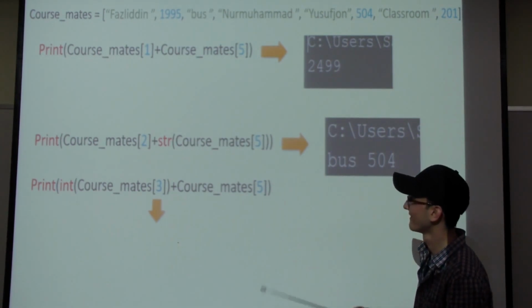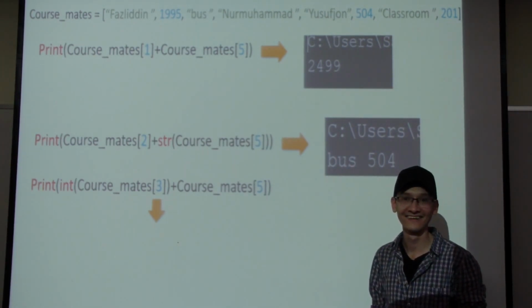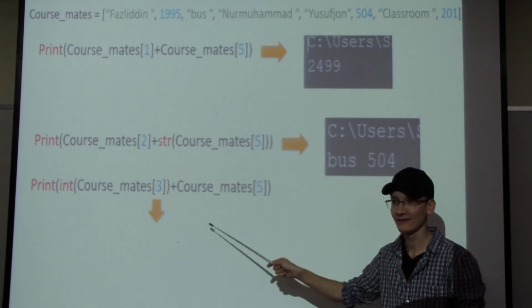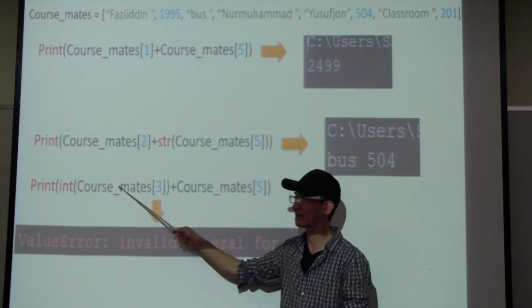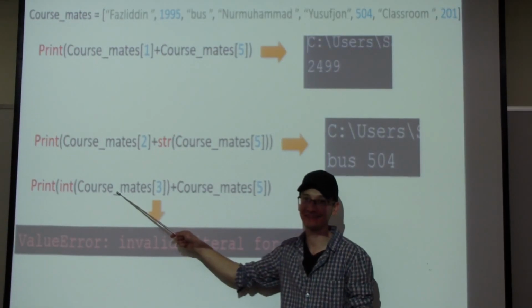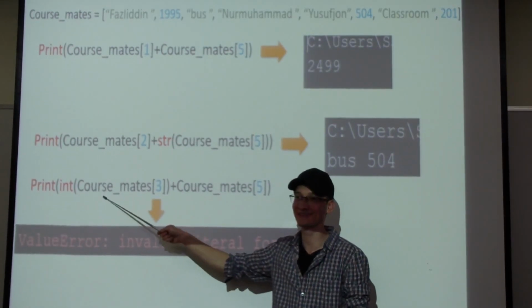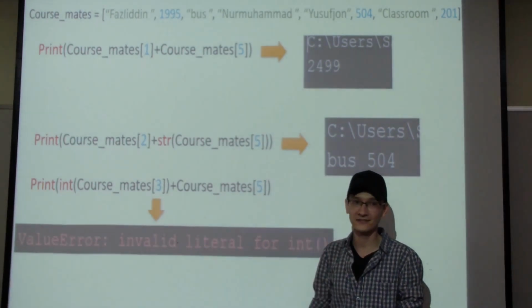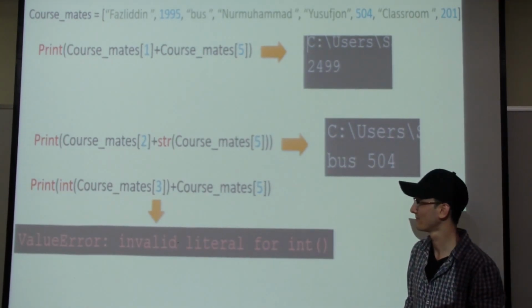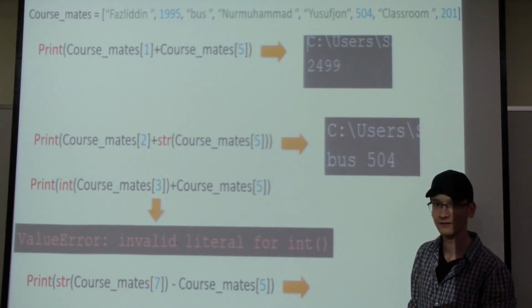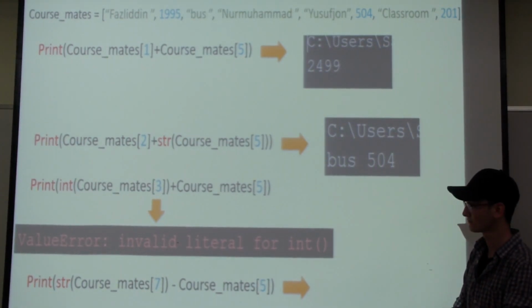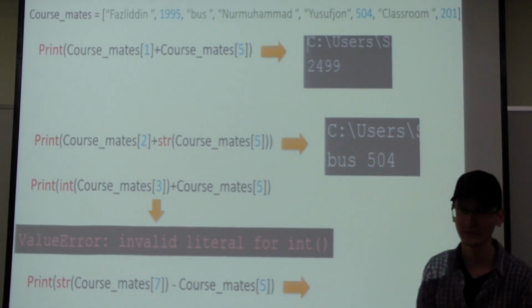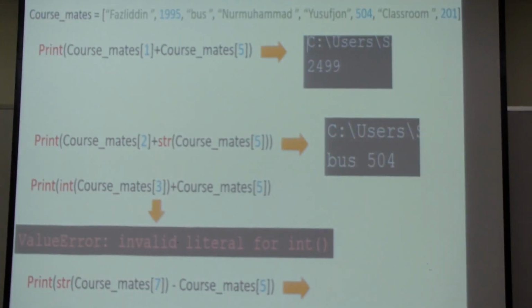Error. Error, integer. How can we make it? Error, integer? Because we are turning a string into an integer number. It is impossible. String coursemate 7, yeah, it's also an error.